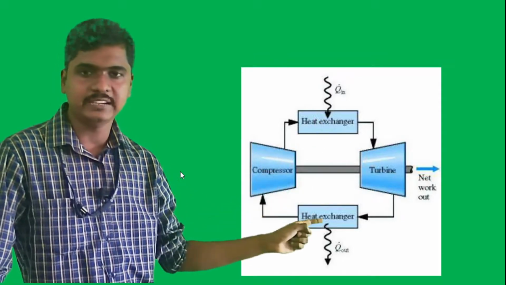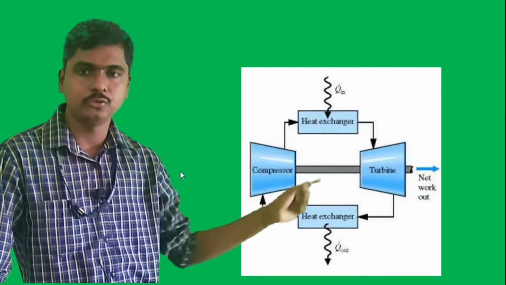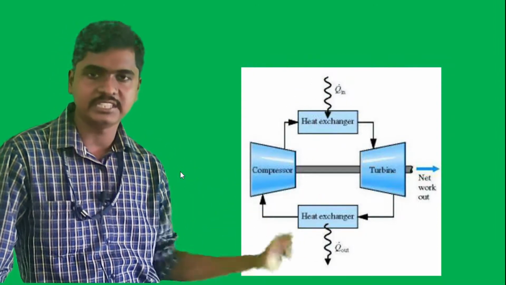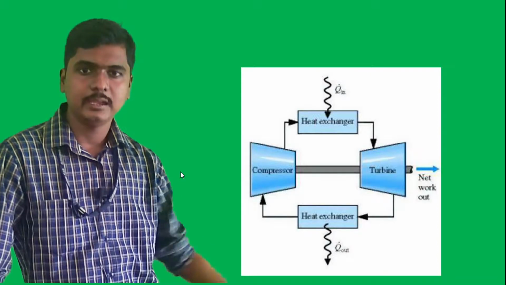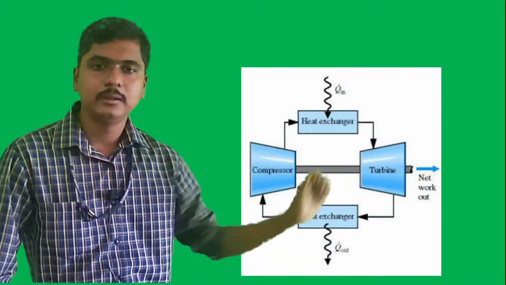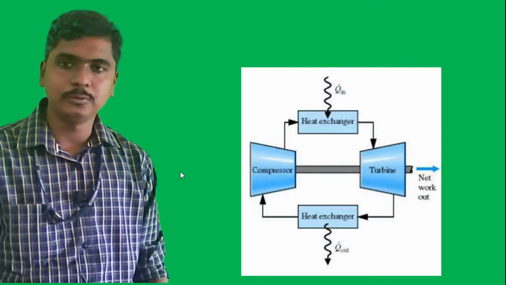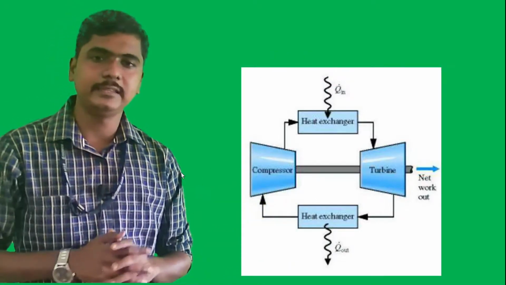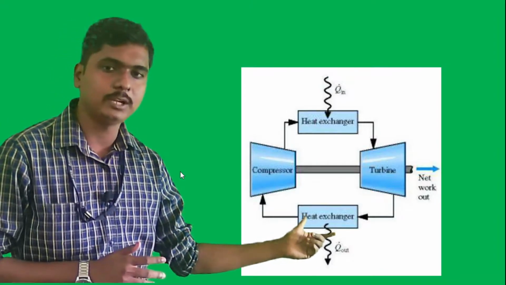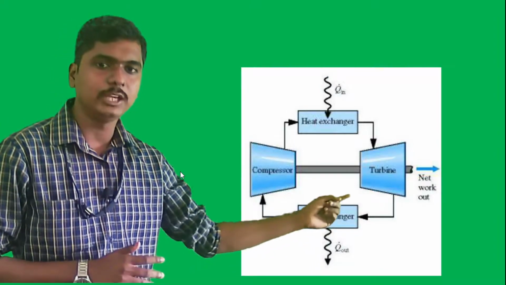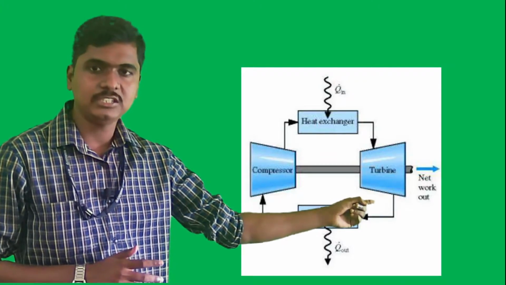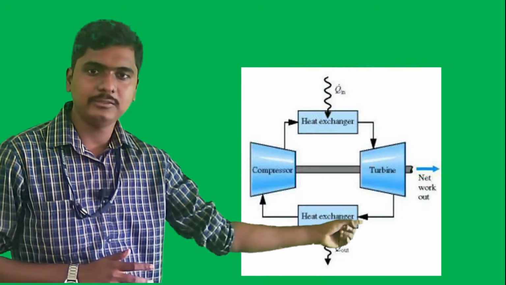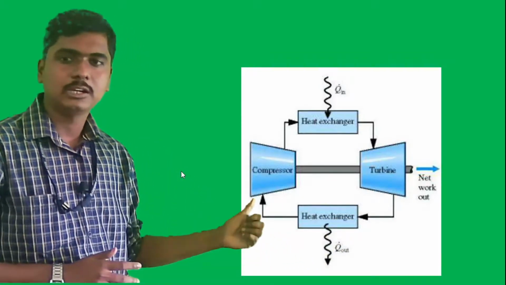So two heat exchangers will be there. In one heat exchanger heat will be added, and in the other heat will be rejected. And from the turbine we get the mechanical work output. You can see the diagram is a little similar to the open cycle gas turbine. Only one more component is added, because we are going to utilize the exhaust coming out from the turbine. The same gas we are directing to the compressor.